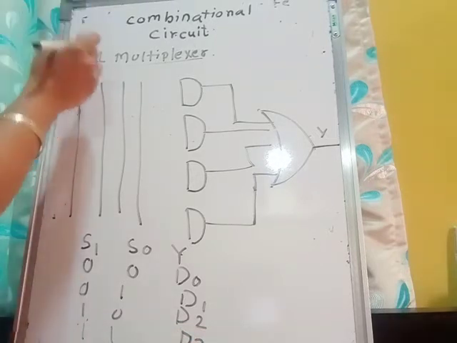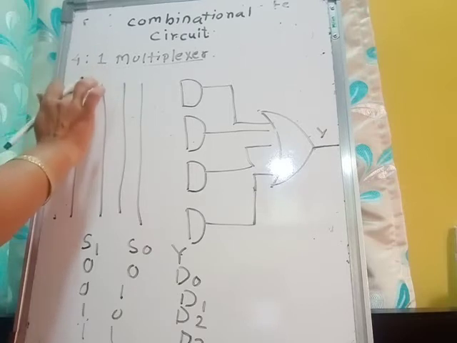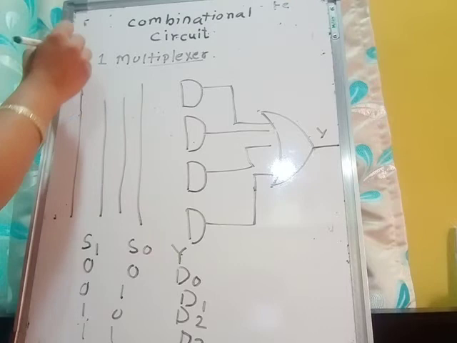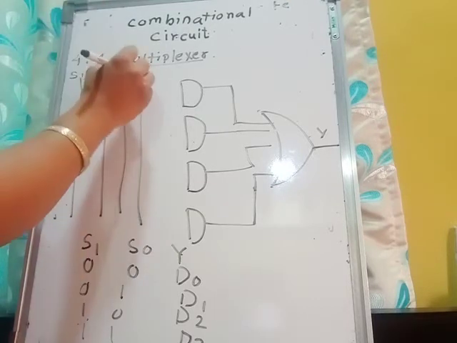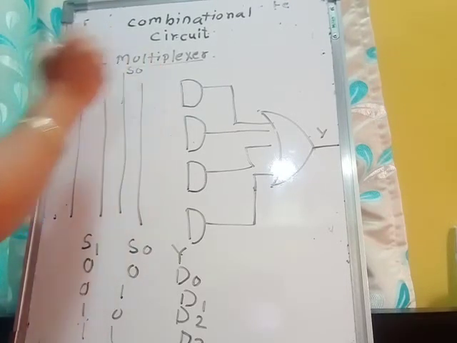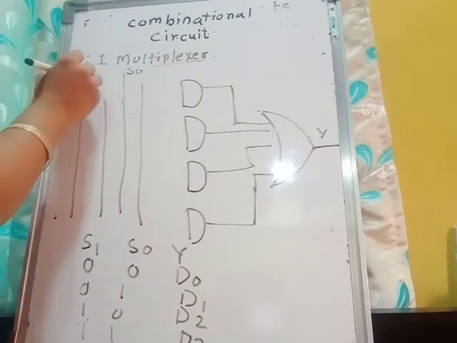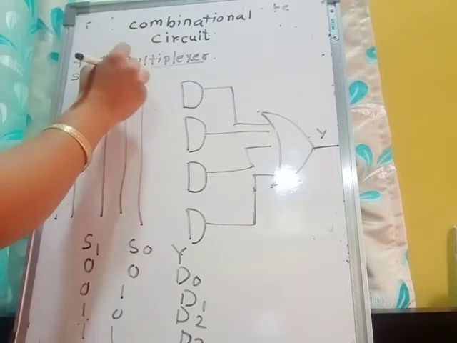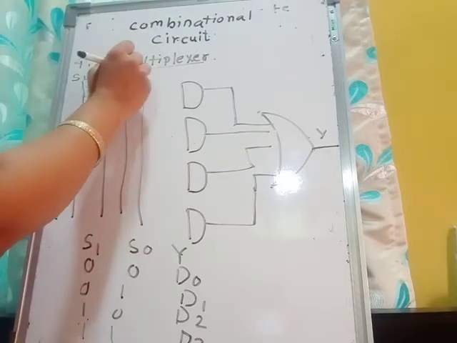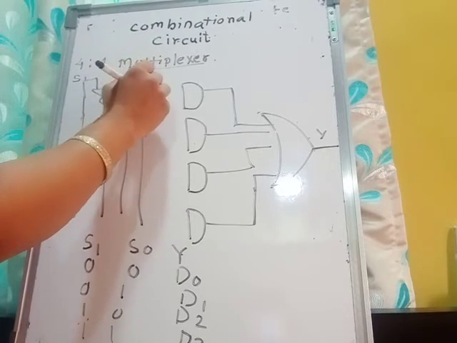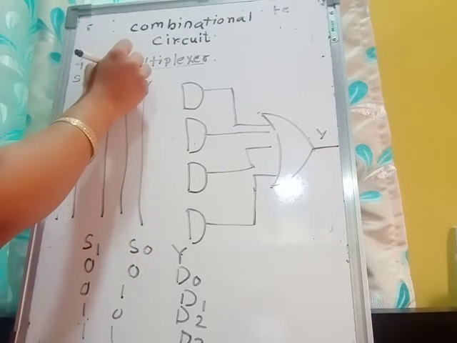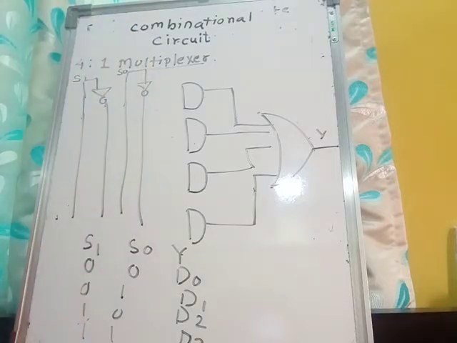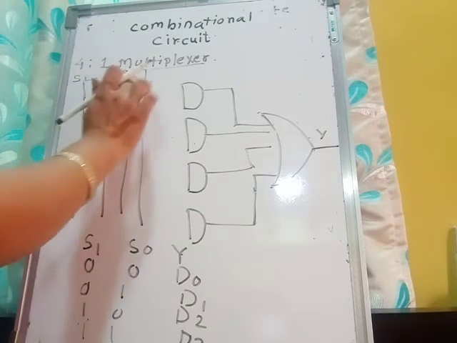These lines are S1 and S0. These are the control lines, and they are connected with NOT gates. Now there will be common lines.